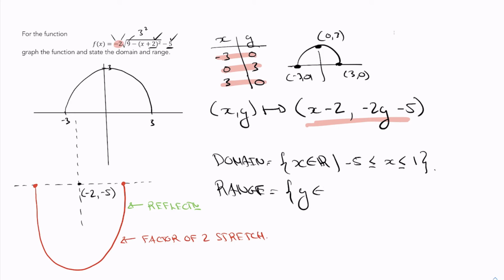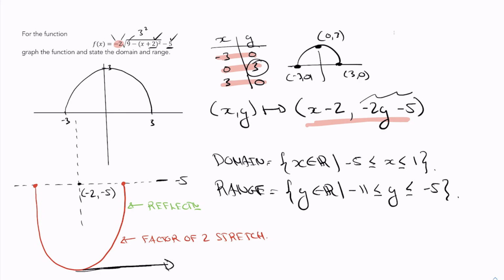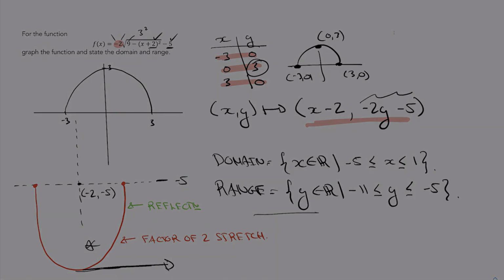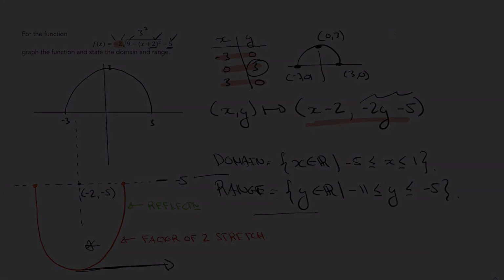And the range will be all y values such that, well, the topmost part here is going to be -5, and the bottommost part, well, we can find that by plugging in this 3. Where's that going to take us? 3 into this part will be -6, -11. So -11 less than or equal to y, less than or equal to -5. And there's our range. So our final graph is this one here in red, domain and range as identified.